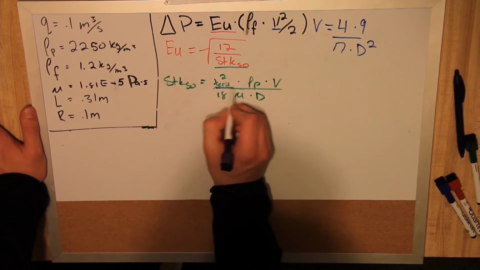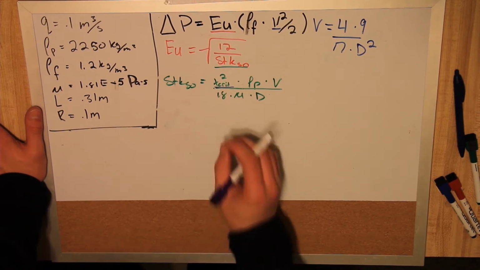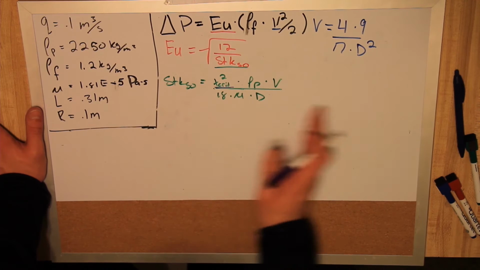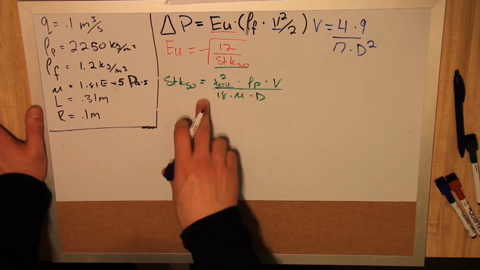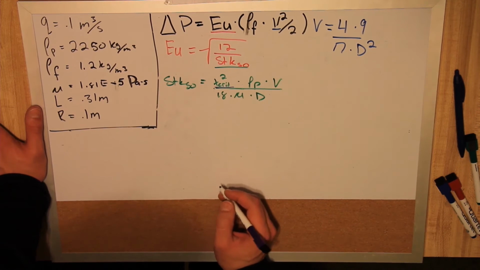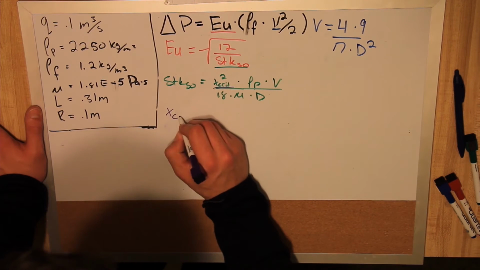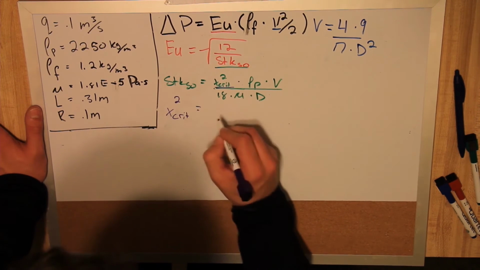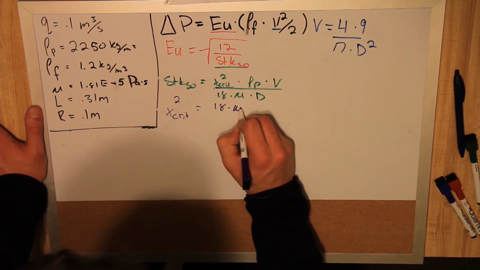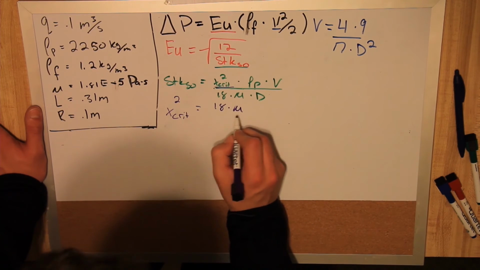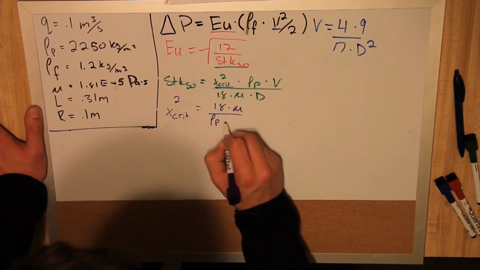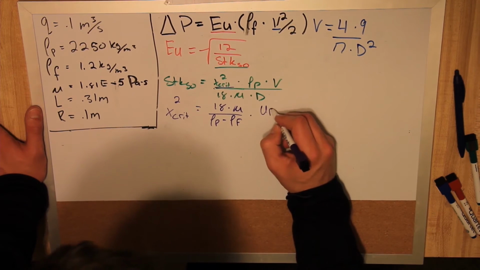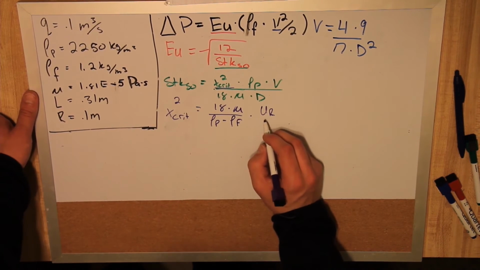So next we have to solve for x crit. X crit is the smallest diameter that these particles will be filtered. Anything bigger than this diameter, the particles will be filtered by the cyclone. Anything smaller than this diameter, the particles will not be filtered by the cyclone. So the formula to find the critical diameter is equal to 18 times the viscosity over the density of the particle minus the density of the fluid times u of r, which is the radial velocity.